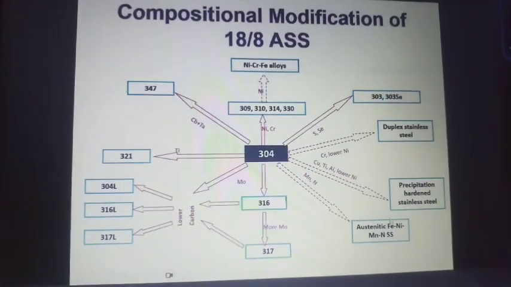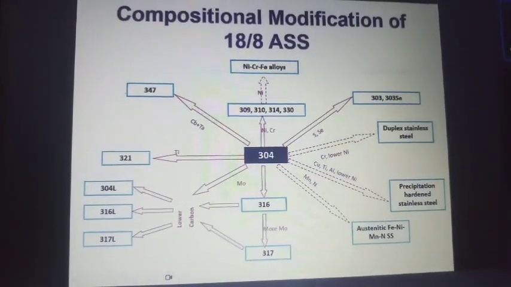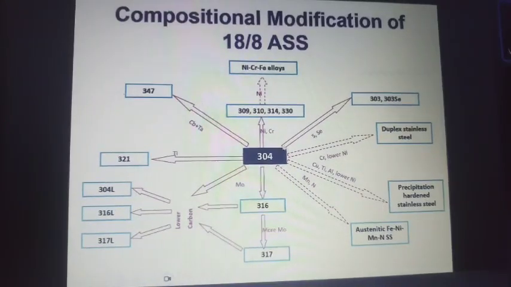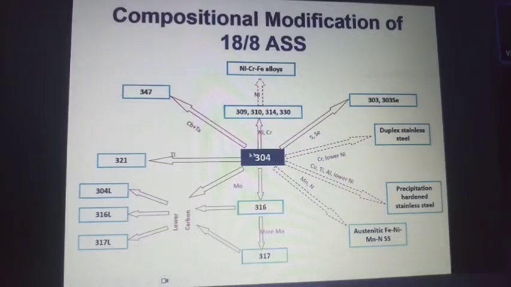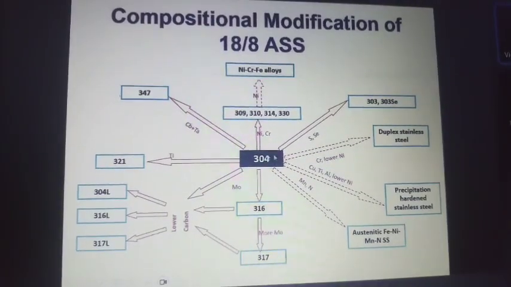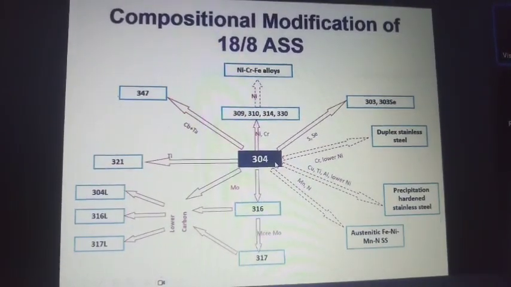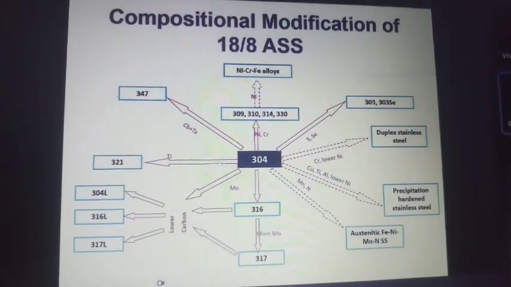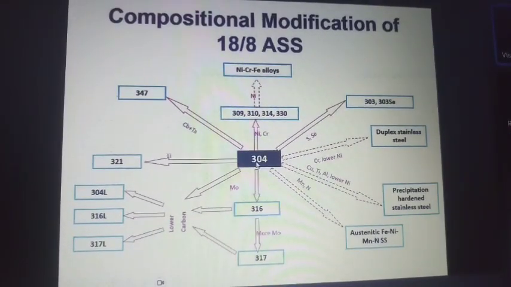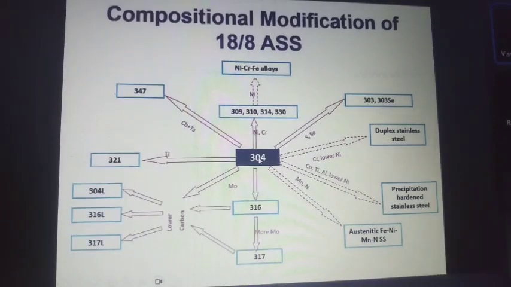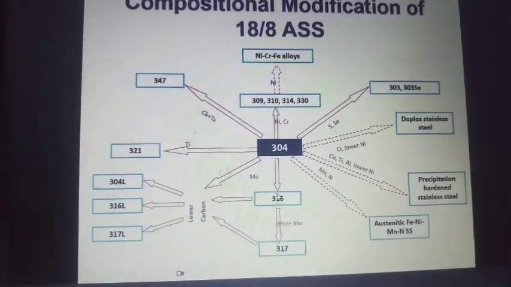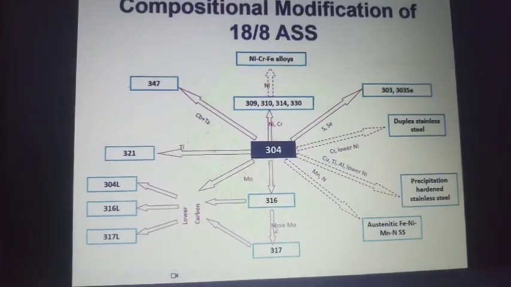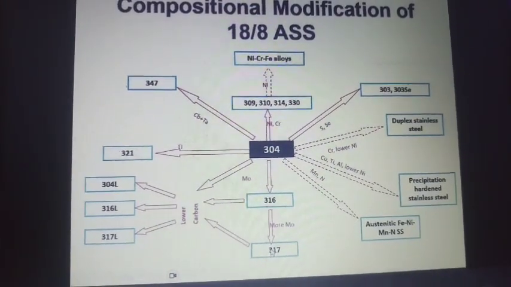Okay, this is a simple slide which shows the family of austenitic stainless steel. So 304 is the base, the mother of all stainless steel. This is our base stainless steel, from which everything comes up. All the things come from 304 only. So from 304 you add moly: 2 to 3% moly is 316, and 3 to 4% moly is 317.